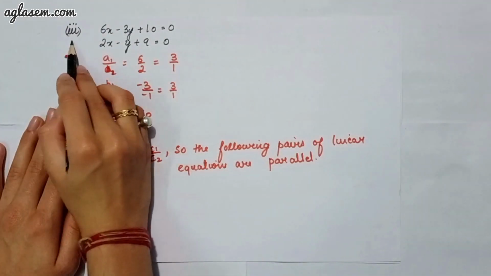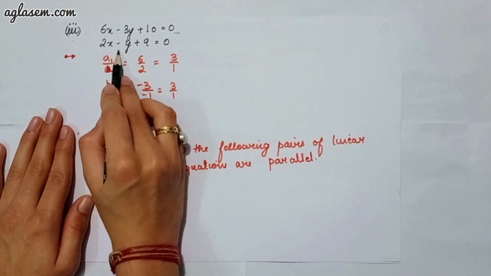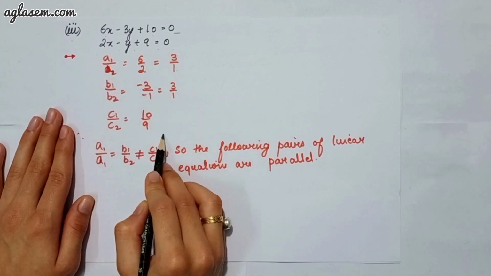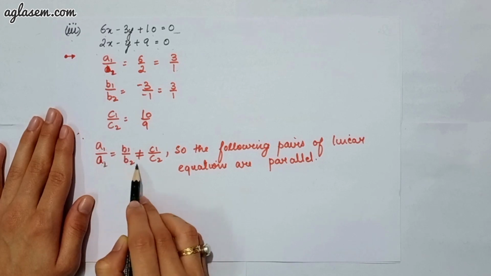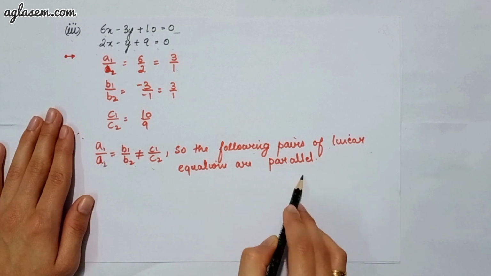The third part says 6x minus 3y plus 10 is equal to 0 and 2x minus y plus 9 is equal to 0. Solving with the same method, here a1 upon a2 is equal to b1 upon b2, which is not equal to c1 upon c2. So the given pair of linear equations are parallel.